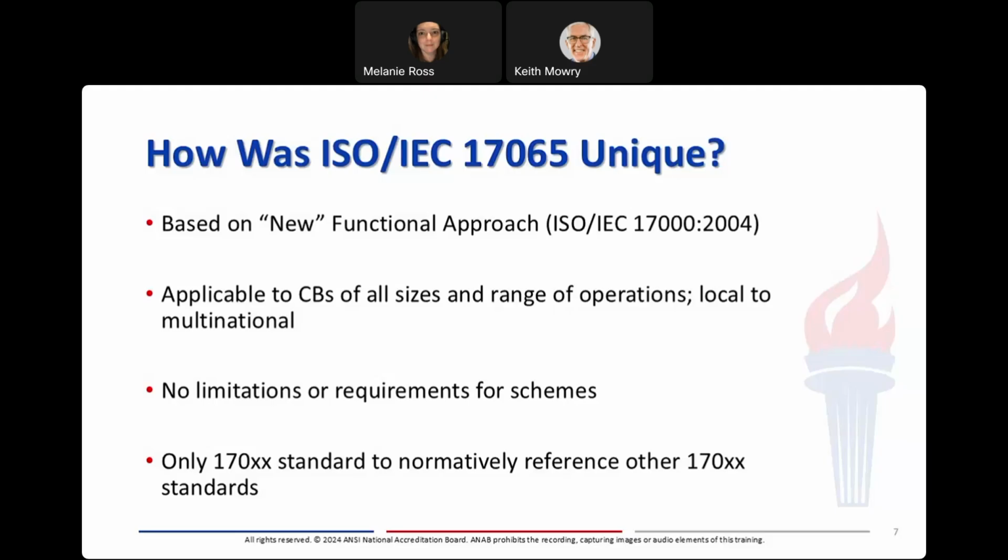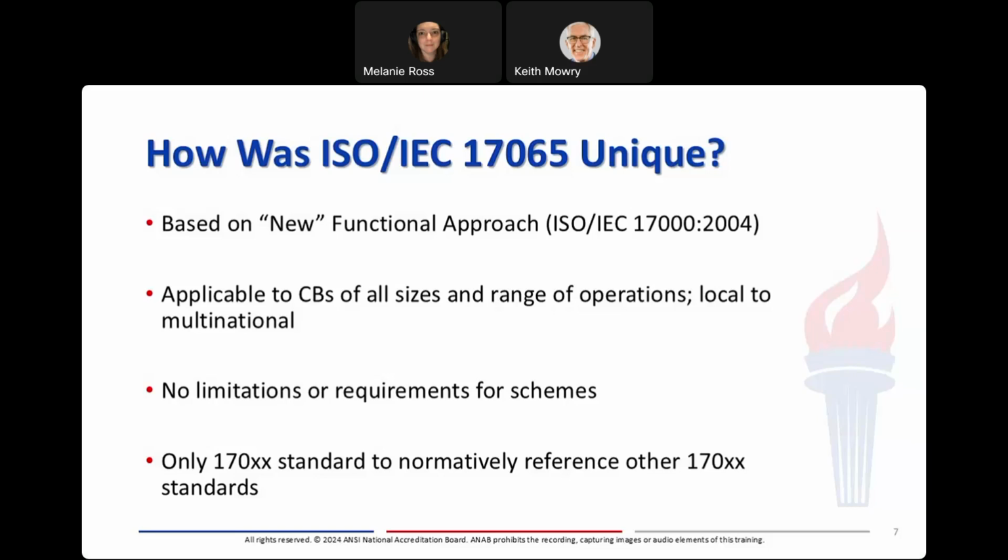In addition, Working Group 29 took the decision that we would write 17065 so that it would be applicable to certification bodies of all sizes and all range of operations, from the smallest, local, most narrowly focused certification body to the largest, most broadly focused multinational certification body. And at the time it was developed, the emergence of multinational certification bodies was still maturing. It was still a work in progress.